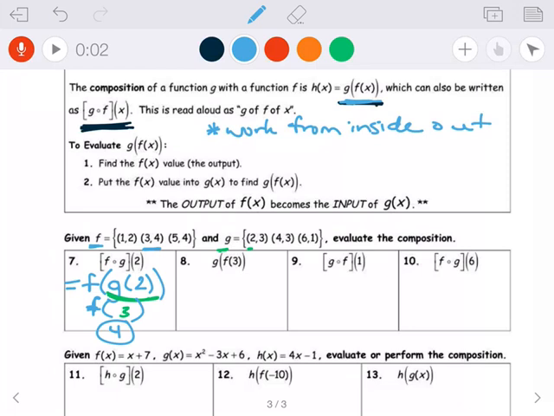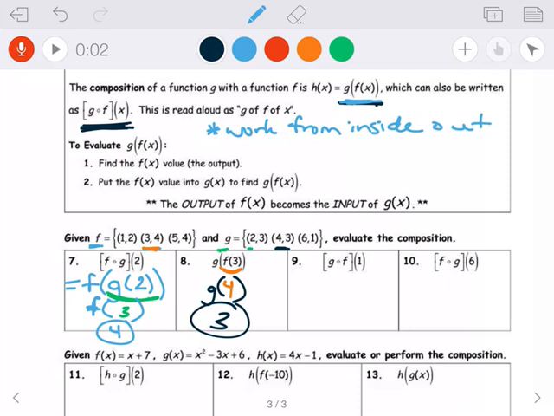So let's go through another one, what that would look like. For number 8, g of f of 3. Work from the inside out, so you're going to go to function f first. When x is 3, what is y? It's 4. Now I go to the outside function g. When x is 4, what is y? When x is 4 in g, y is 3.